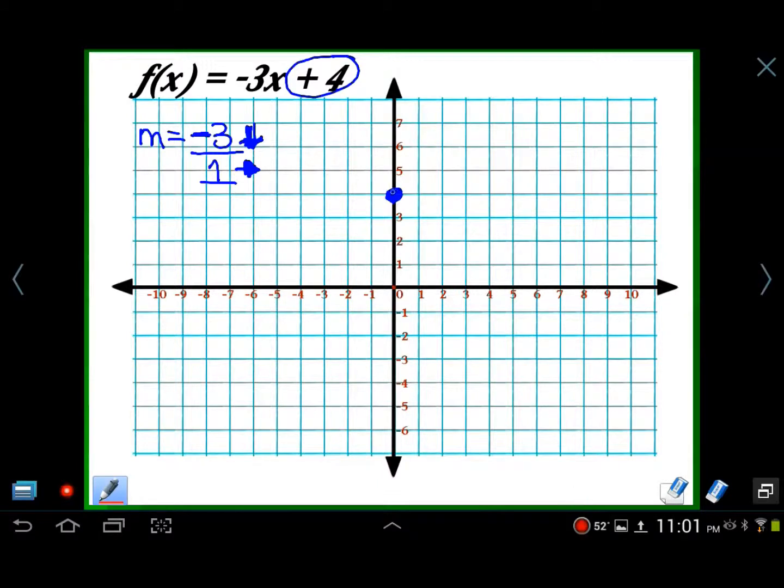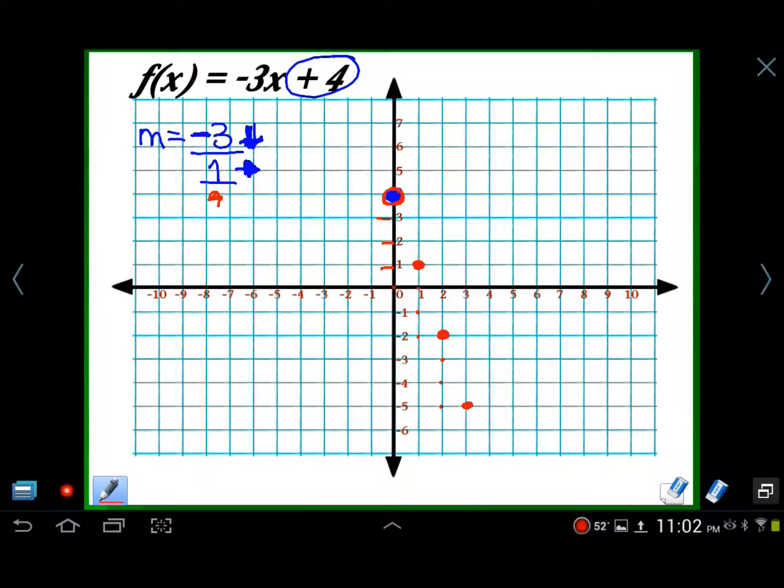Now, starting here at our y-intercept, let's move according to the slope, which is down 3. So I'm going to go 1, 2, 3 down, and then the 1 means go right 1, so over 1. And I'm going to do that a few times. I'm going to follow that progression.